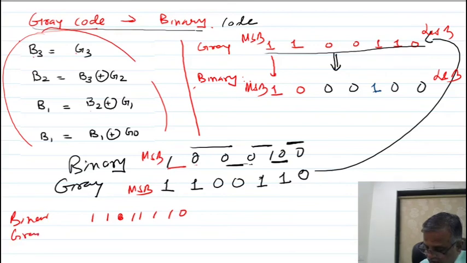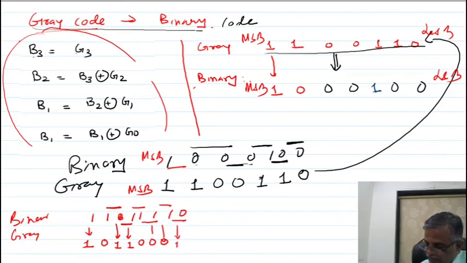So for the corresponding gray, 1. Then take exclusive OR of these two. So it is 0. Then take exclusive OR of these two. So it is 1. Then take the exclusive OR of these two. 1. Then for this 0. For this 0. For this 0. For this 1. You can check. 1 as it is. For this 0. For this 1. For this 1. You can see here by this way.